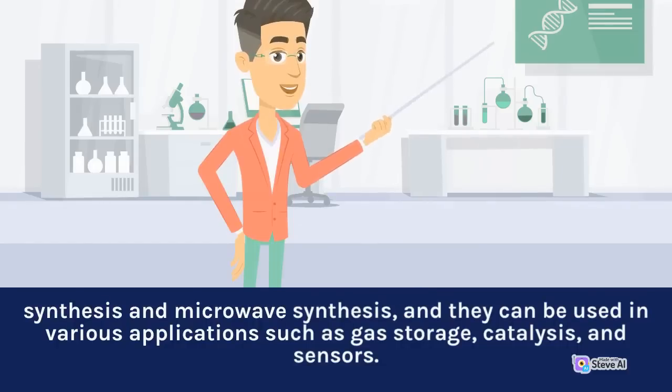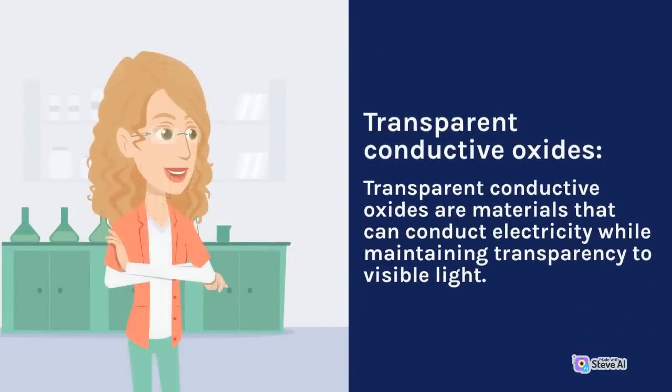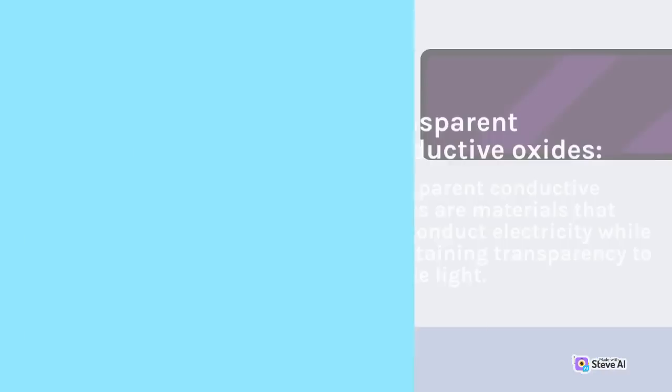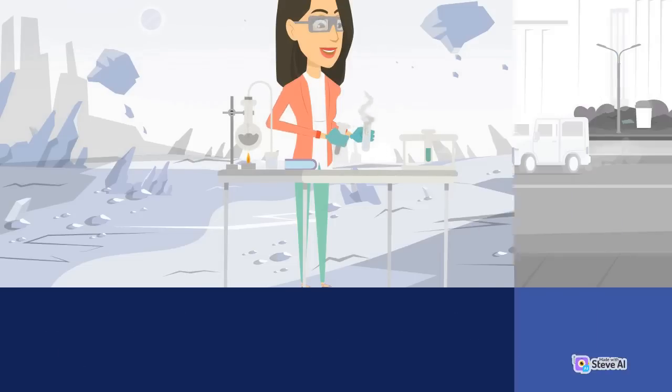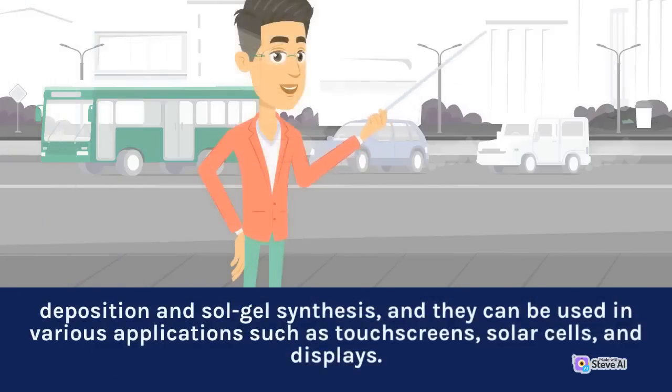Transparent conductive oxides. Transparent conductive oxides are materials that can conduct electricity while maintaining transparency to visible light. Transparent conductive oxides can be produced by various methods such as physical vapor deposition and sol-gel synthesis, and they can be used in various applications such as touchscreens, solar cells, and displays.